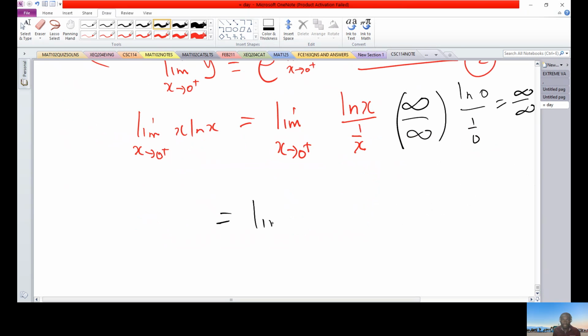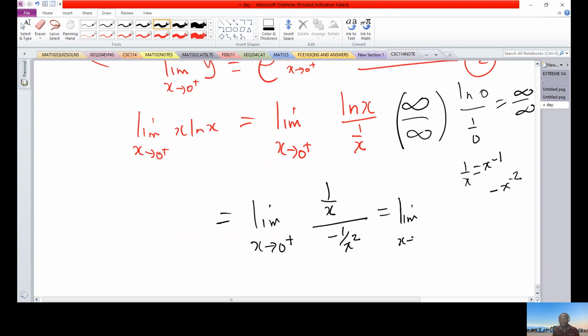So this will be the same as the limit as x approaches 0 from the positive side. When you differentiate ln of x, you get 1 over x. When you differentiate 1 over x, you get negative 1 over x squared. Remember, 1 over x is the same as x raised to negative 1, so when you differentiate, it will be negative x to the minus 2. And then this will be the limit as x approaches 0 from the right of 1 over x divided by minus 1 over x squared, which is 1 over x times minus x squared, which is minus x. And the direct substitution gives minus 0, which is just 0.